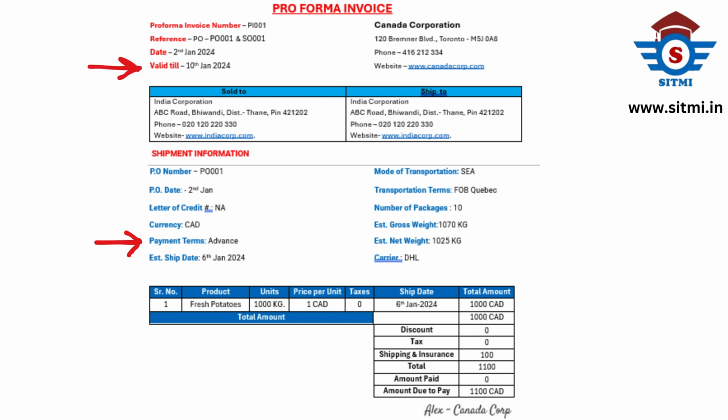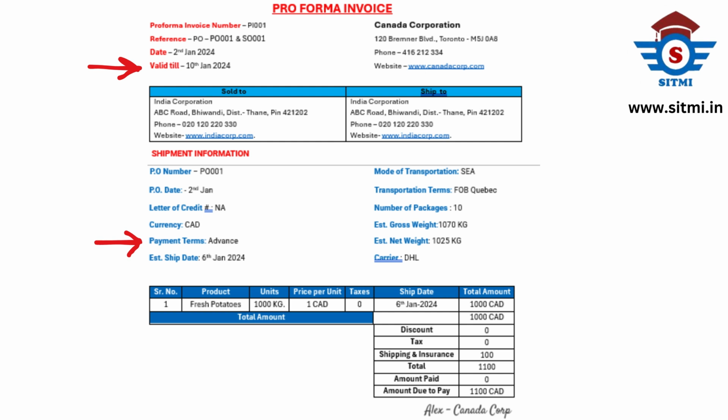The 10th point is validity of offer. Information indicating that the Proforma invoice is not a final invoice, but rather an offer subject to acceptance by the buyer within the specified validity period. Overall, a Proforma invoice serves as a useful tool for both sellers and buyers in the negotiation and planning stages of a transaction. It provides the buyer with essential information about the proposed sale, allowing them to review costs and terms before making a commitment.